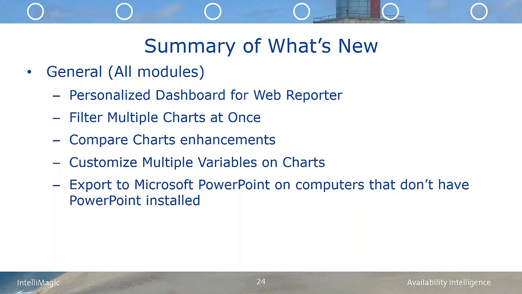One of those is a personalized dashboard for the web report. We'll look at how you can have multiple charts and filter on multiple charts at once if you want to isolate down to a particular, for instance, 7700 cluster. We'll look at some enhancements made in comparing charts, how you can get a different perspective by using multiple variables on a chart. And finally, I won't cover it in any more detail, but we now have the ability to export to Microsoft PowerPoint even if you don't have PowerPoint installed.